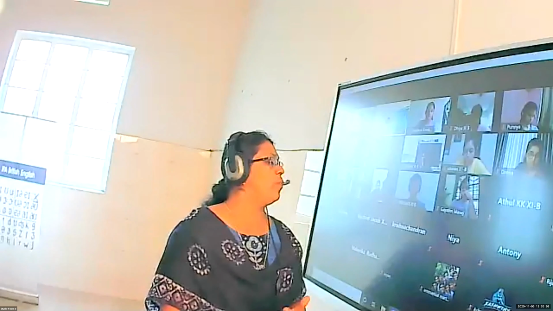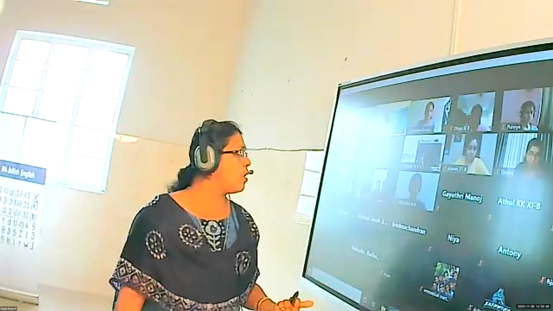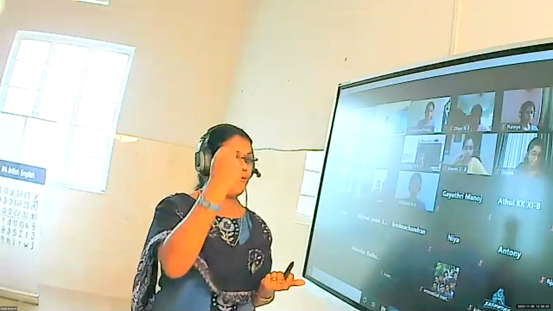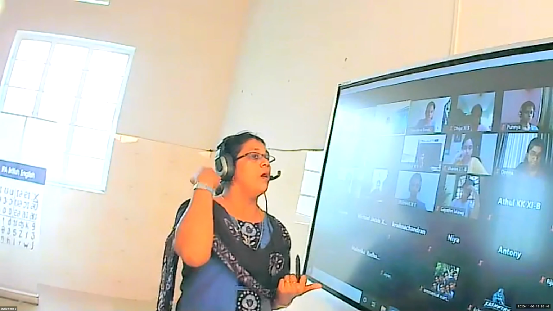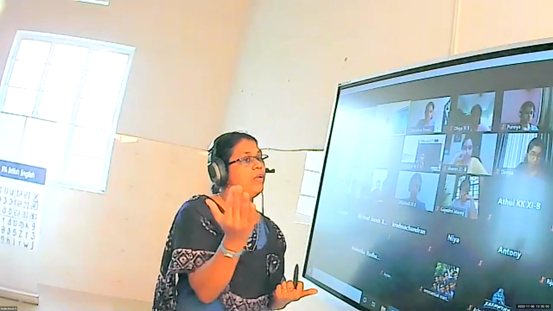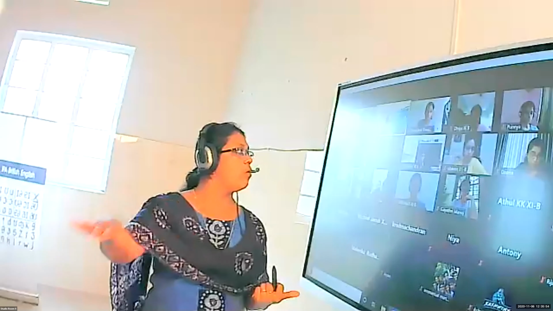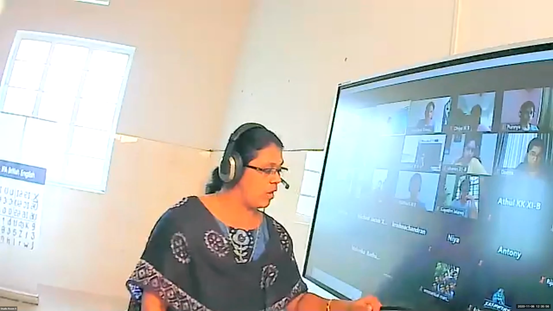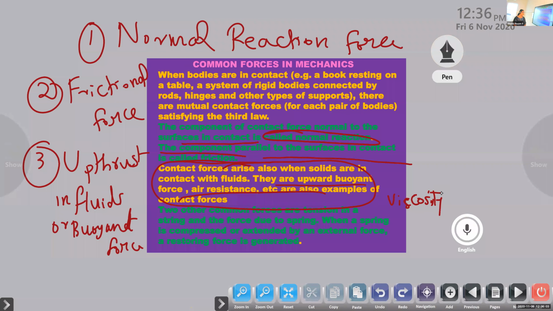The boat is moving, and you can see the leaves floating on the water. Same thing. Gravitational force is trying to pull the leaves inside, but the upthrust of the water makes the leaves move upward. That is why it is floating. So that is another common force which acts like a concurrent force.